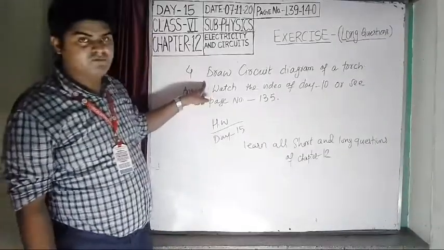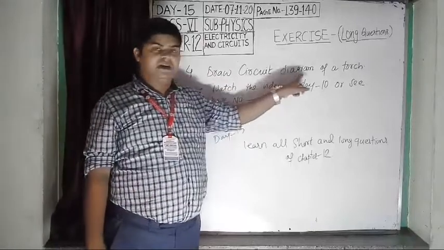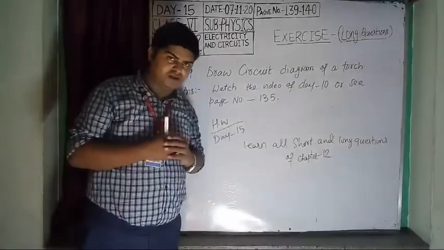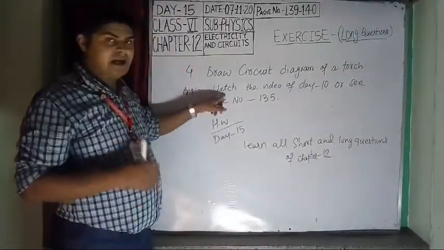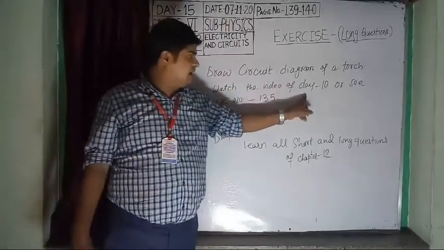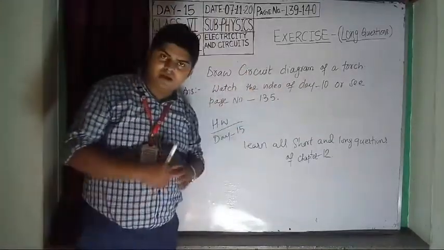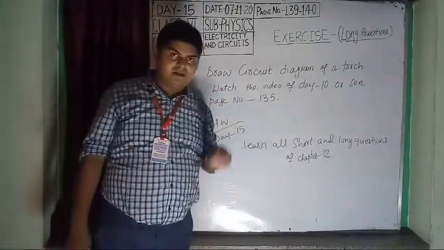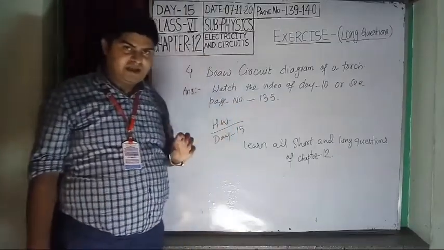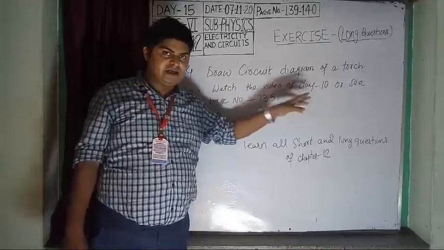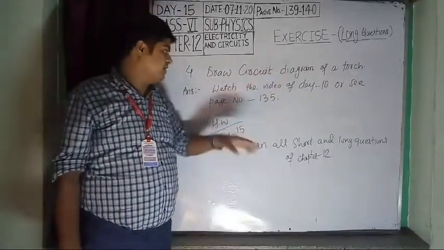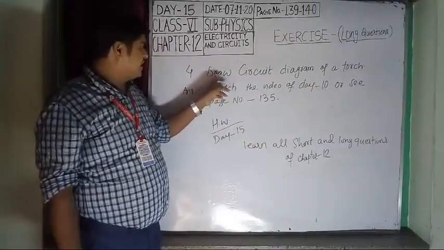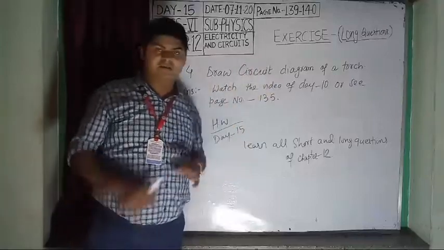Students, see question number 4, draw circuit diagram of a torch. As you know, I have already explained the diagram of a torch. So I repeat, watch the video of day 10 or see page number 135 from your science book. On page number 135, the internal structure of the torch is given, and I have explained it in the video of day 10. So either see the video of day 10 or see page number 135 to solve the answer of question number 4: draw circuit diagram of a torch.